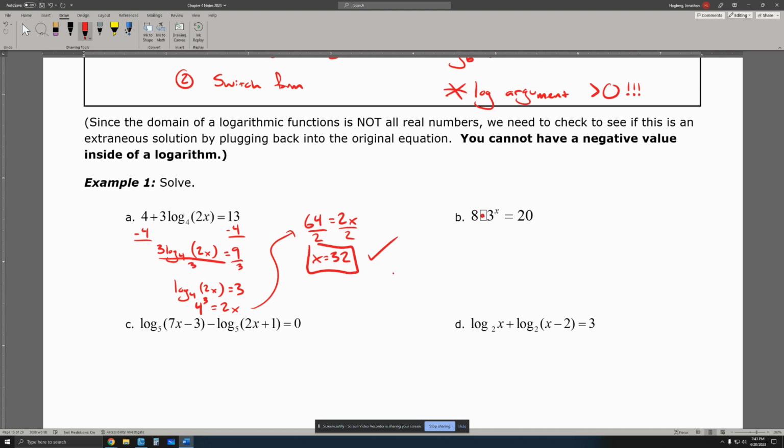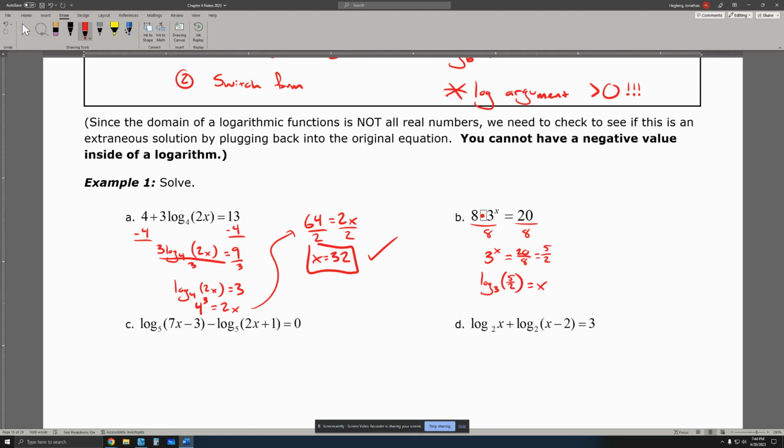1b, this is a times symbol in between. Here we have 8 times 3 to the x equals 20. First thing we want to do is divide both sides by 8 to get that exponential factor by itself. So we get 3 to the power of x is equal to 20 eighths, which reduces to 5 halves. And then finally, we're going to rewrite this as a log. So log base 3 of 5 halves is equal to x.